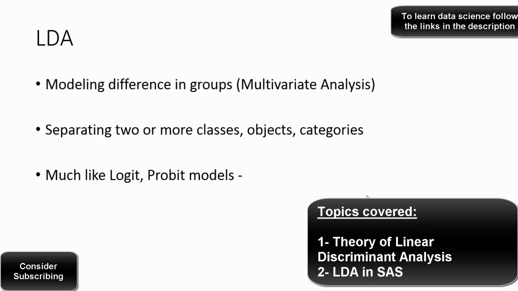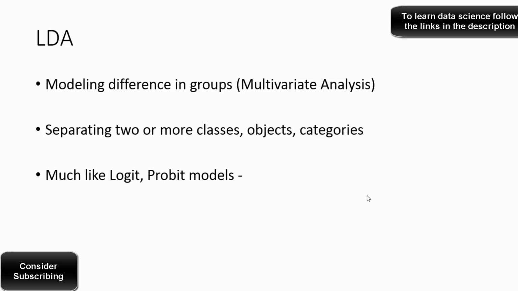A multivariate analysis. That means we use a number of variables, more than or equal to two variables, to do the modeling work. So what we usually do is that we build a model to separate two or more classes, objects or categories. So discriminant analysis is more like a classification technique, like logit or probit model.